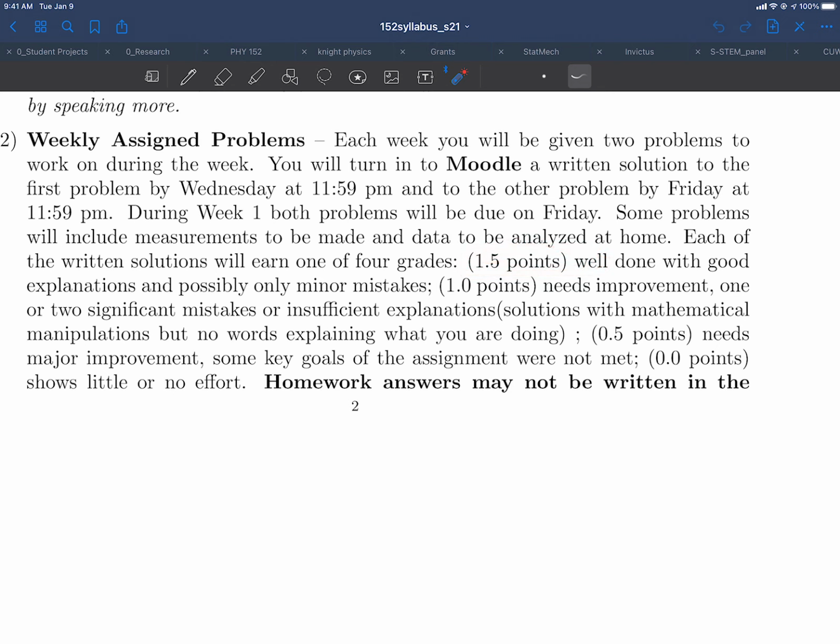If you make a lot of mistakes, or there's missing material, or explanations are insufficient, that's going to get you in the 0.5 range. And if you turn it in and just haven't really made any effort, it's going to be a 0. You have lots of opportunities to reach out and talk to us. You have lots of opportunities to see us in office hours. You can also contact any of us on Teams for help at any time. So please do reach out. Please do contact us. We want to help you.